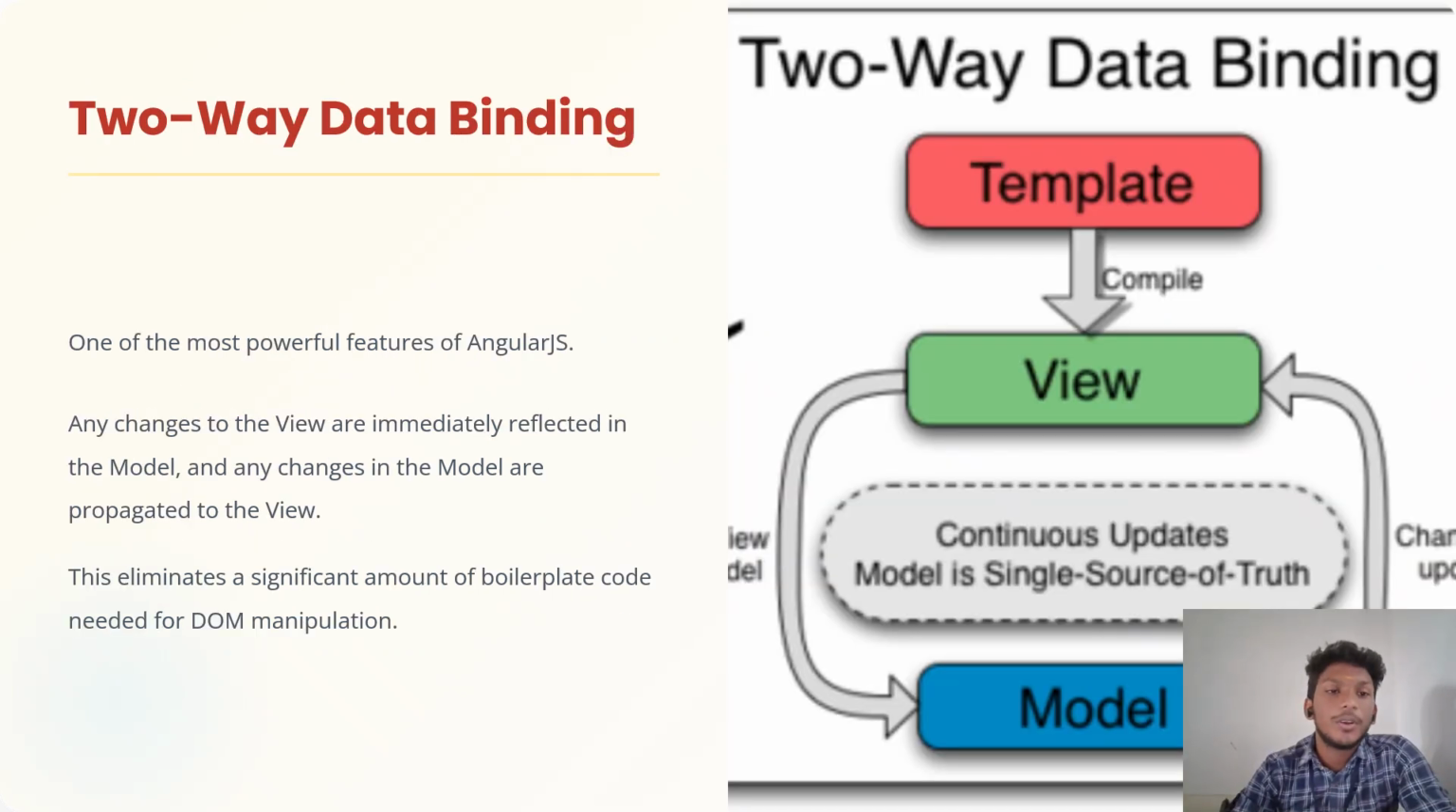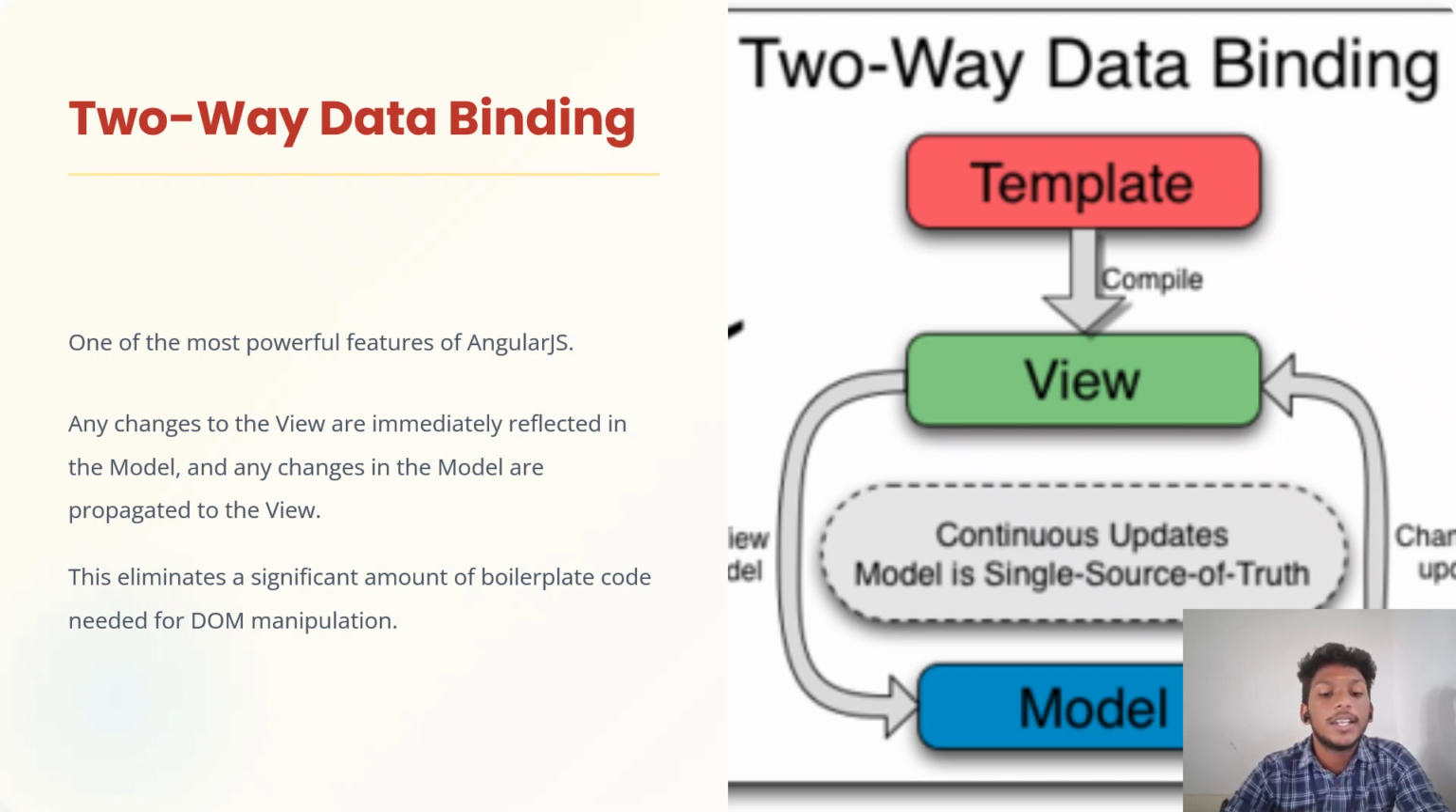In this slide, we are going to see about two-way data binding. Let's look deeper at two-way data binding. This is considered one of the most powerful features of AngularJS. In traditional web development, you have to write code to update the data when the view changes, and vice versa. However, in AngularJS, any changes to the view are immediately reflected in the model, and any changes in the model are instantly updated in the view.